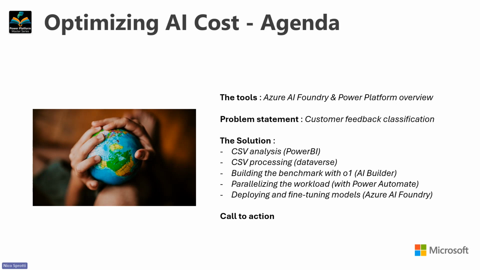Start from the CSV, upload that in Dataverse, and start building our benchmark. So we'll use a leading model like O1. And after that, we'll launch a bunch of models in parallel with Power Automate. We'll finish by going into Azure AI, how we can hopefully fine tune all of those models and get a better token per watt per dollar. Voilà. With that, Scotty, over to you.